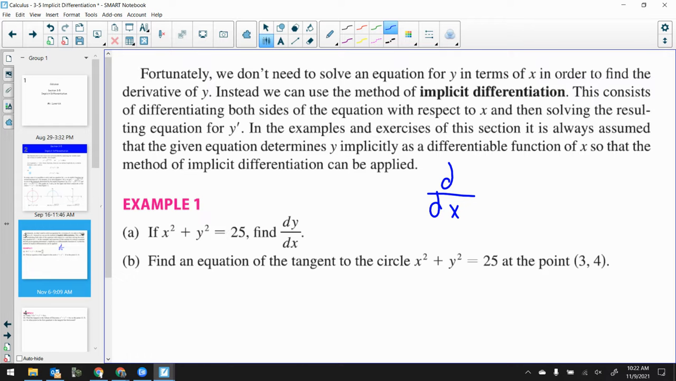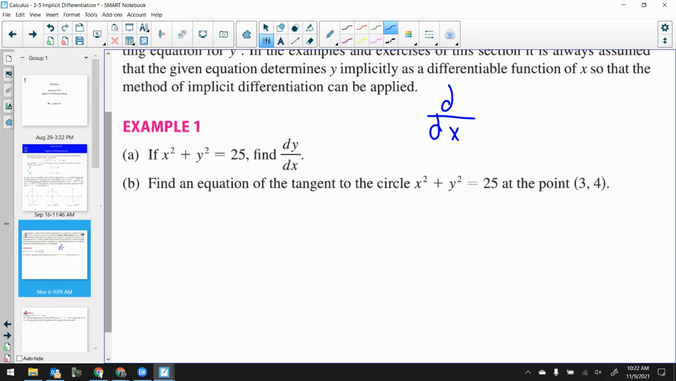Okay, so let's find the derivative of this thing. x squared plus y squared is equal to 25. As I mentioned above, how we find the derivative of this is taking the derivative of both sides and then resolving that equation for y prime. Okay, let's find the derivative of both sides.